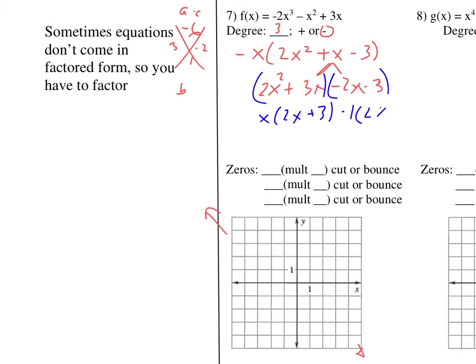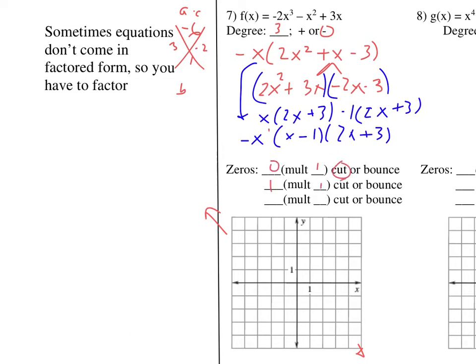It looks like I can't take out anything, but I'm going to take out a -1, so I get that 2x plus 3 matching up. So now I have x minus 1 times 2x plus 3, and then I still need this -x. I've kind of been ignoring that, but I'm going to add it out front, okay? Awesome. So my zeros here, well, I have one at 0 with multiplicity 1, so it's a cut.